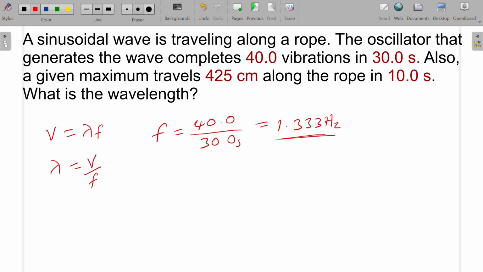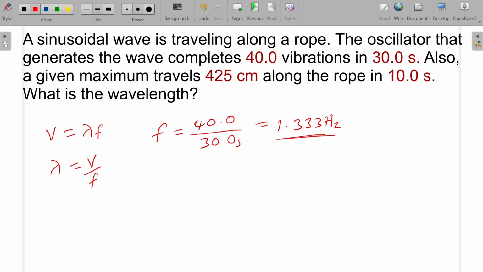The key is whenever you are given the number of cycles per unit time, that is basically frequency. So we're talking about number of vibrations, or whatever cycle you are given per unit time. It implies that what you have is a frequency. That information was given so that we can easily find our frequency. So our frequency is 1.33 hertz. Now that we have our frequency, what is remaining is to find our speed. After finding the speed, then we can find our wavelength.